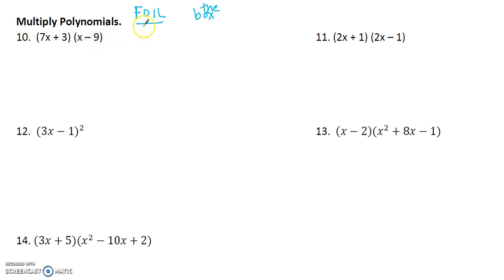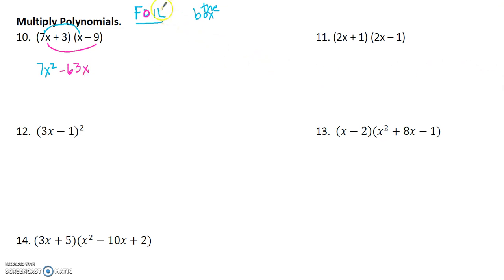So if I do FOIL, F stands for first. That means the first term times the first term. So 7x times x is going to give me 7x squared. The O stands for the outer, so I'm going to go 7x times a negative 9, which will give me a negative 63x.